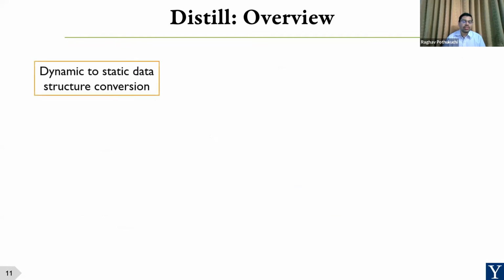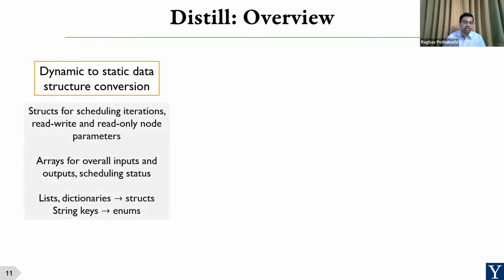The first stage of Distill is dynamic to static data structure conversion. Recall that the type and shape information of all the values in the model is available from the sanitization pass. Distill uses that knowledge to create structs for holding the values in the scheduling iterations, the read, write, and read-only node parameters. It creates arrays for storing the overall inputs and outputs. It also converts the data structure that tracks the scheduling status of the various nodes into a Boolean array. It converts lists and dictionaries to structs and string keys to enumerated data types.